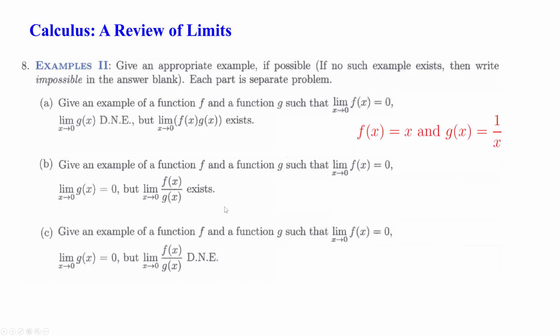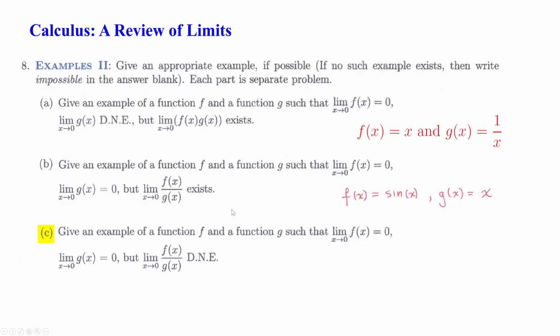Give an example of f and g such that the limit as x goes to 0 of f of x is 0. The limit as x goes to 0 of g of x is 0. So they both exist. They're both going to 0. But the limit of this ratio exists. All right, simple example, sine x over x, our favorite limit. Sine goes to 0 as x goes to 0, and as x goes to 0, x goes to 0. But the ratio sine x over x is our favored limit. We know that goes to 1.